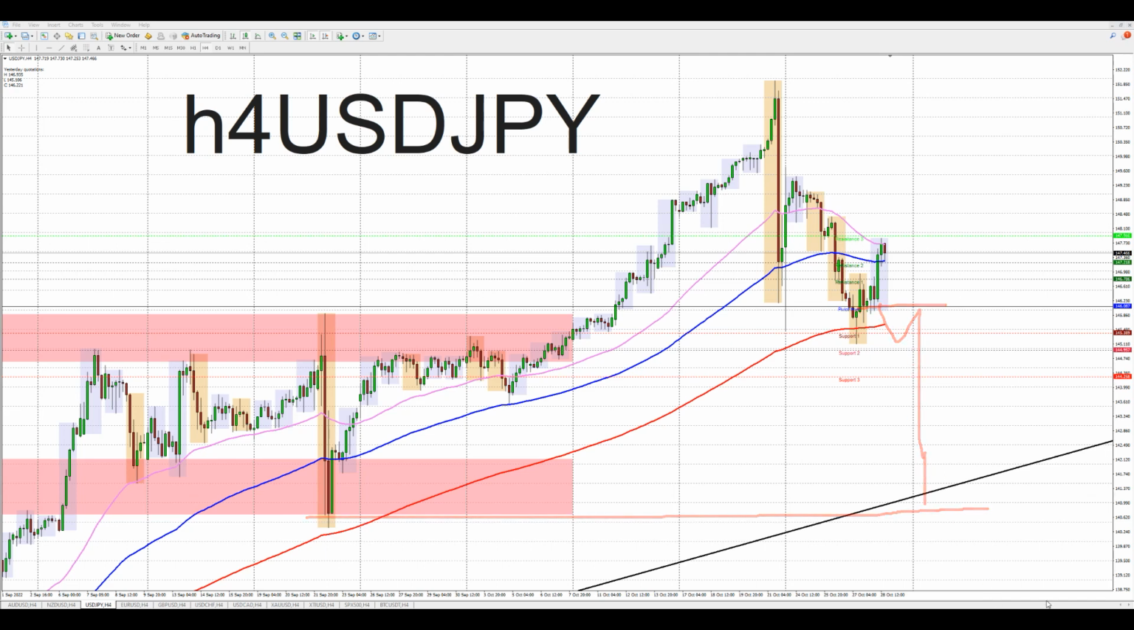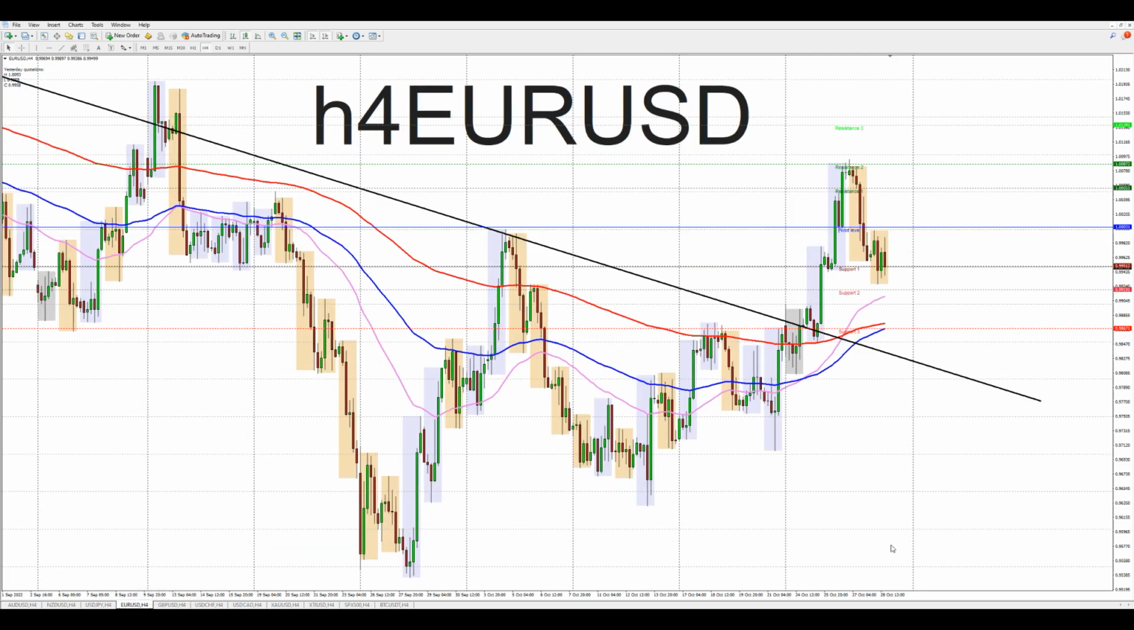Okay, let's look at another currency pair, the Euro USD. Euro USD has broken a trend line and it has retested and it's still going back up. Can you see this area? Okay, my moving averages are giving me mixed signals.